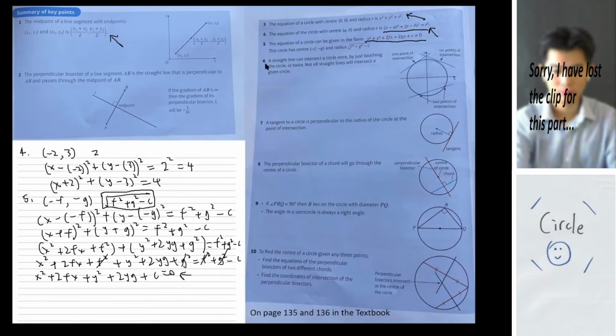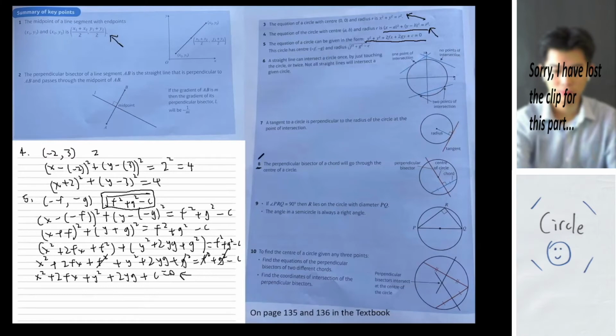For part 6, a straight line can intersect a circle once by touching the circle, or twice. Not all straight lines will intersect a given circle. For part 7, a tangent to the circle is perpendicular to the radius of the circle at the point of intersection. So basically the tangent should be perpendicular to the gradient of the radius. And the tangent also means the gradient at that point.